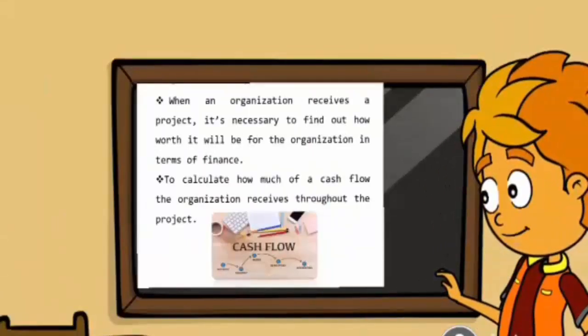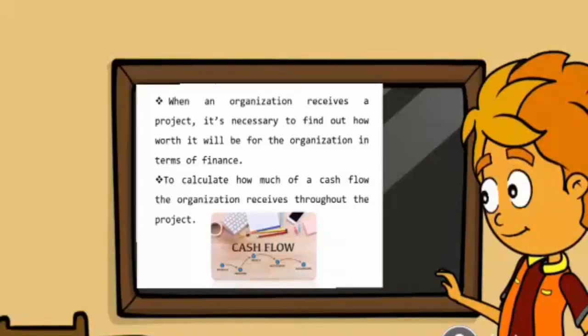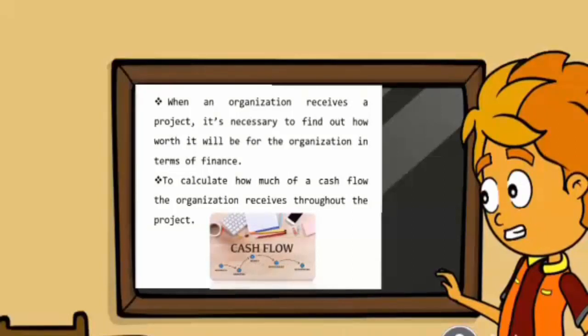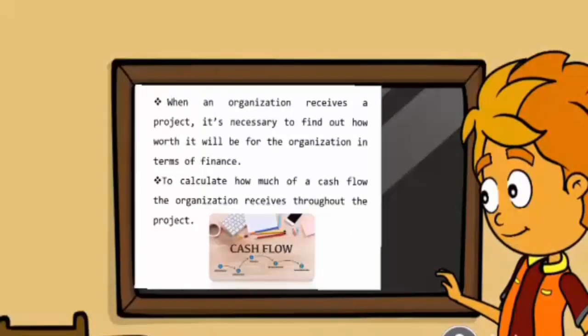When an organization receives a project, it is necessary to find out how worthwhile it will be for the organization in terms of finance. We calculate how much cash flow the organization receives throughout the project, because only then do the shareholders get a benefit and invest again in the next project.